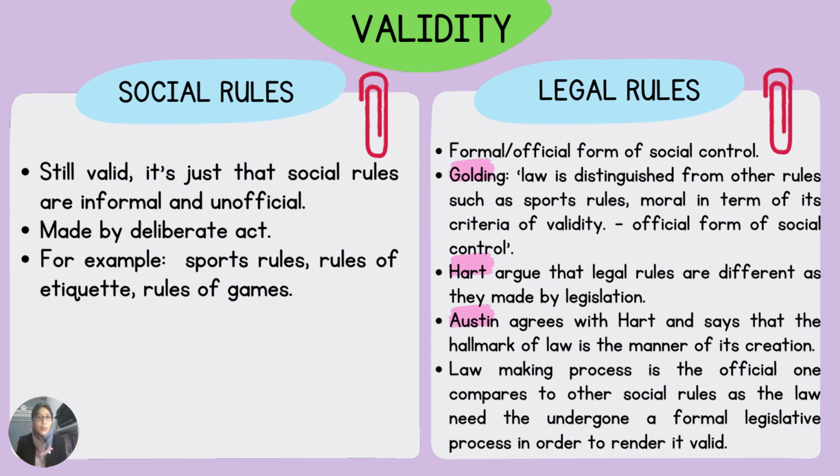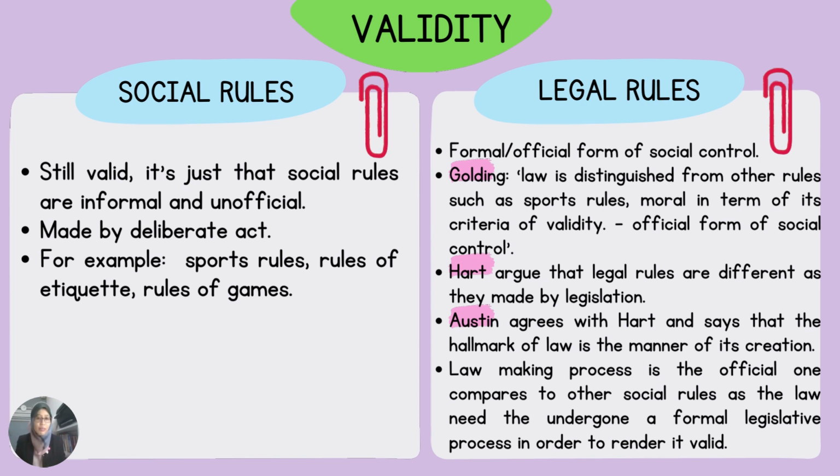Okay, under Martin Golding, who is one of the scholars, said that the law is distinguished from other rules such as sports rules and morals in terms of its criteria of validity. I could say that the main difference in how we differentiate between the social rule and legal rule is by way of validity, because the law is the official form of social control.